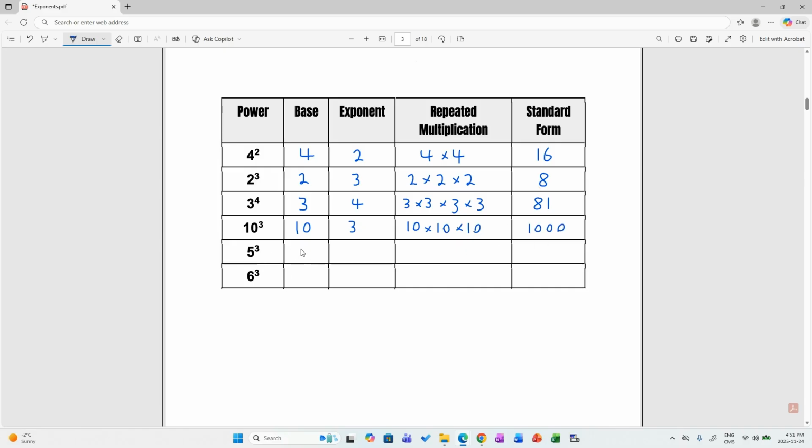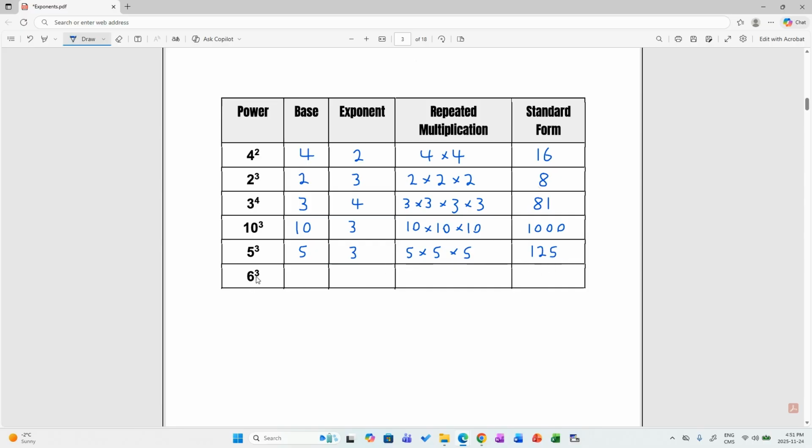Now I have 5 to the power of 3, or 5 cubed. In this case, my base is 5, and my exponent is 3. Since my exponent is 3, that means I'm multiplying 5 by itself 3 times. So I have 5 times 5 times 5, which would just be 125.